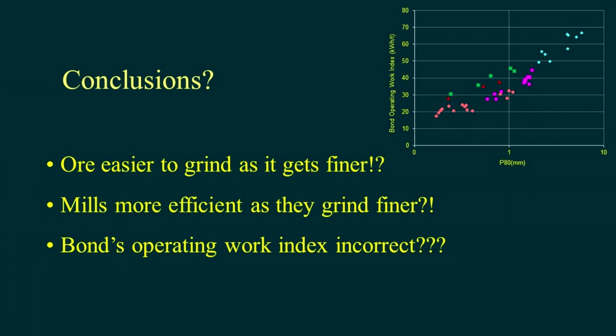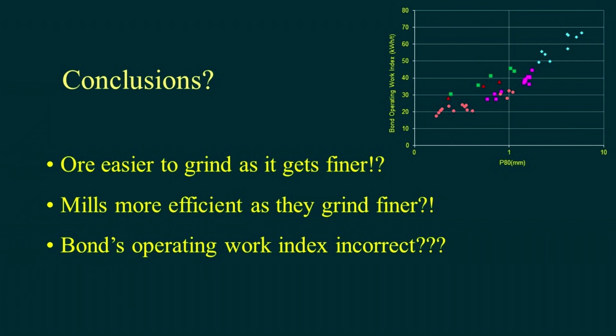Just remember, that's Bond operating work index, and it is a measure of the efficiency of that circuit. The lower the Bond operating work index, the more efficient. That's what it's meant to be. So this line says that the value on average reduces as the particle size reduces. Does that mean then that ore is easier to grind as it gets finer? Well, I didn't think that was a very sensible conclusion to make, because generally it gets more difficult to grind as it gets finer. So no, that can't be.